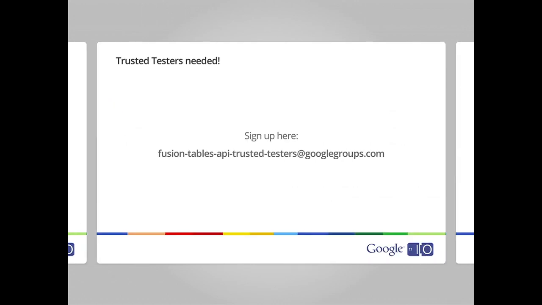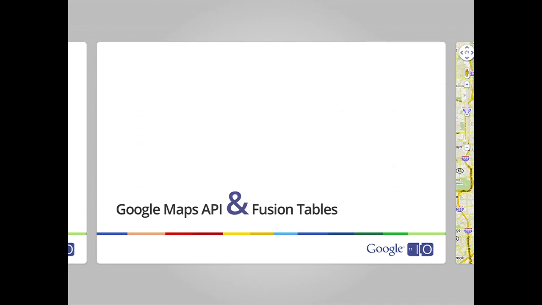And again, I just want to reiterate that trusted testers are needed. Here's the email list, and we'll show this later in the presentation as well. So, OK, now at this point, I showed you how to do the back end of Fusion Tables. James is going to take it away and show you how to use the Maps API to show your Fusion Table data on a map. And he's flown all the way from Sydney, by the way, to talk to you guys. He's excited to be here.